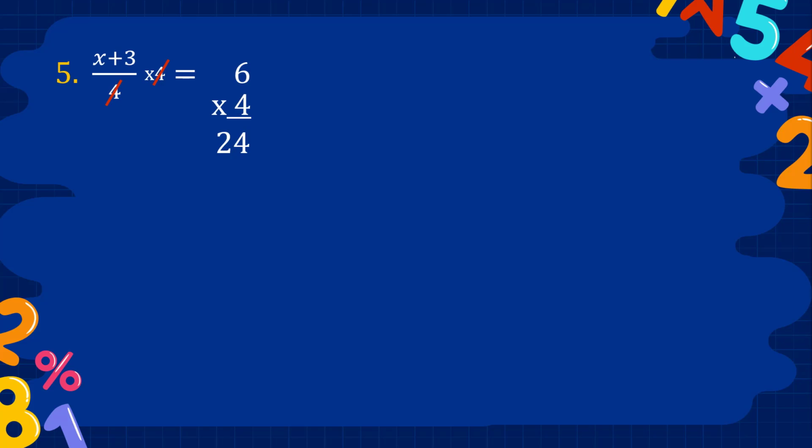Now we have an equation on a single line. x plus 3 equals 24. Now we just subtract 3 from each side and you have your answer. x equals 21.